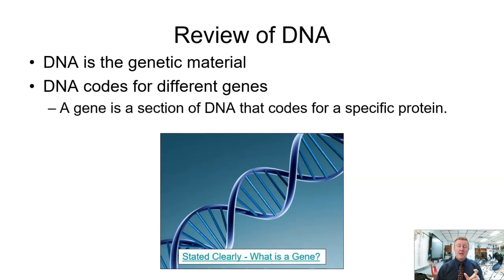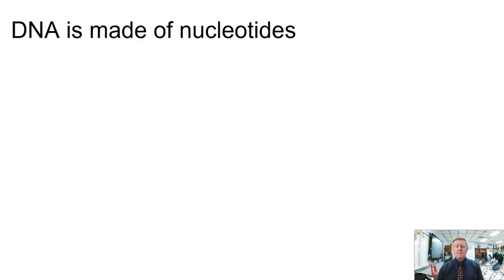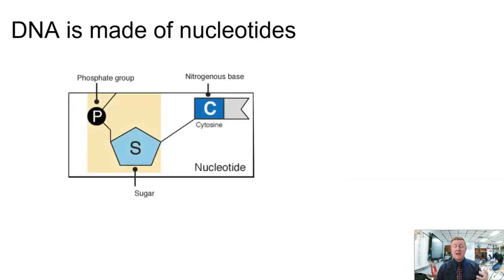We have 46 strands of DNA in every cell of our body. The chromosomes, the strands of DNA, and a long piece of DNA can have multiple genes within it. We have thousands of genes within our DNA. So a gene is just a section of DNA that codes for one particular protein for one particular trait that we have. We've got to remind ourselves, DNA is made up of nucleotides.